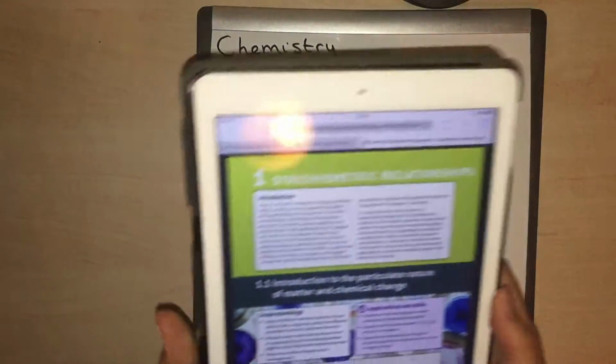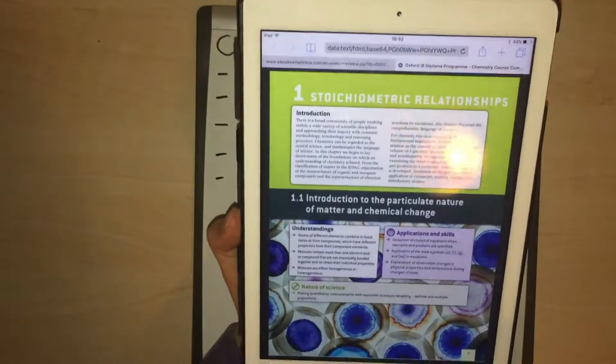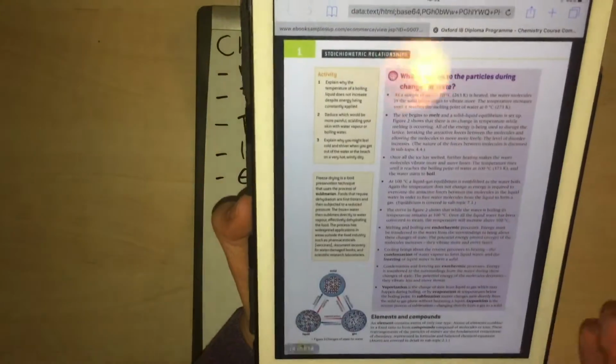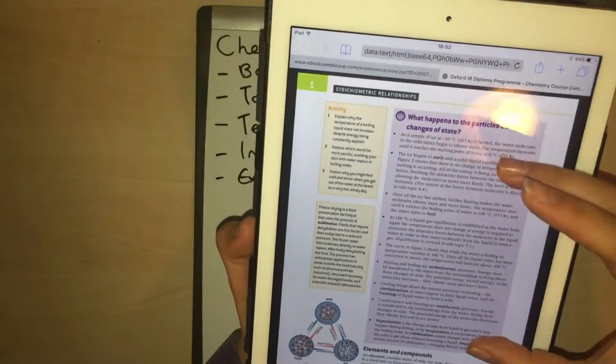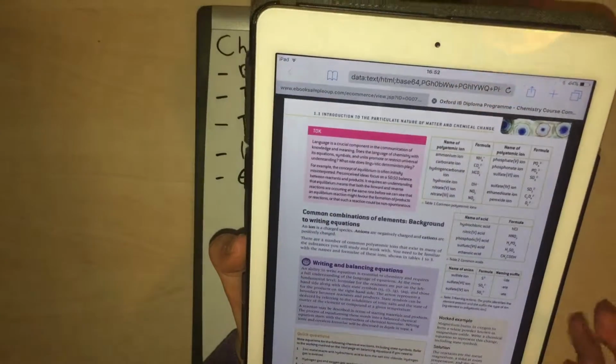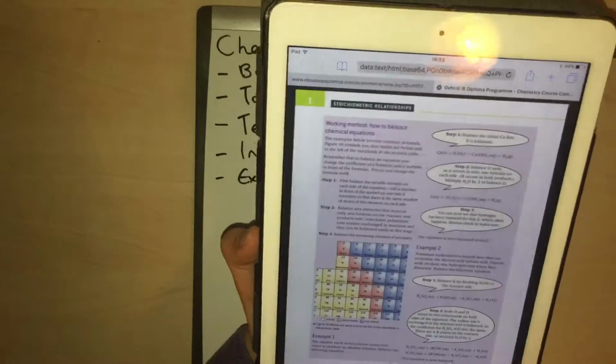Well, just to give you an example of the book, every chapter starts with a little introduction, and then there are the subtopics. This is what the book looks like, with some purple boxes, some TOK of course, some yellow boxes.